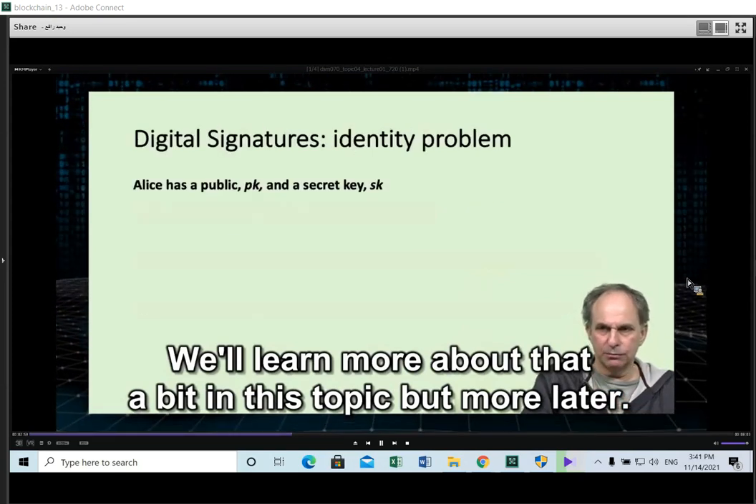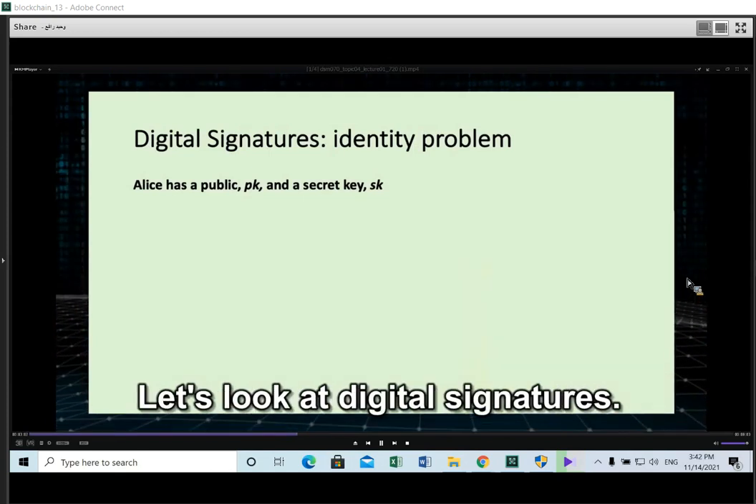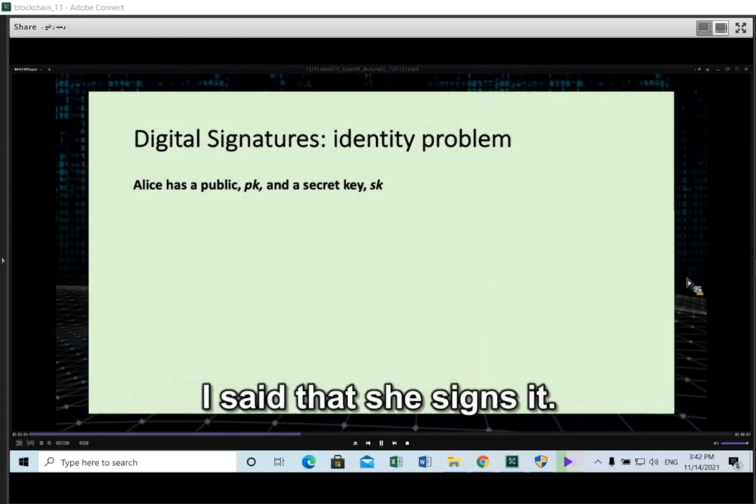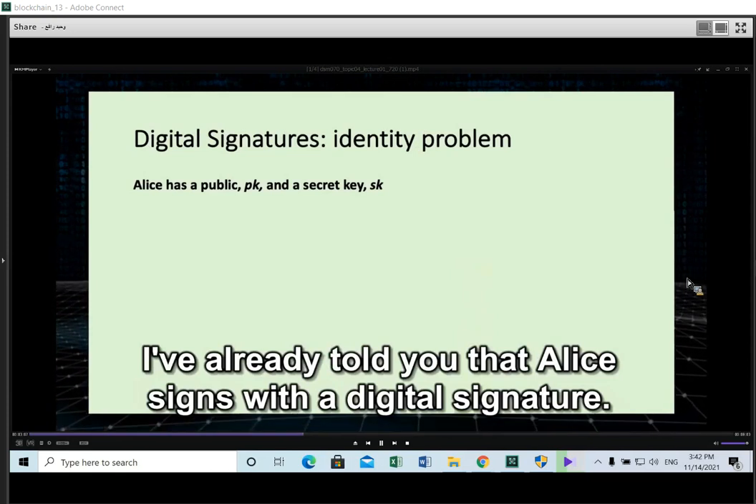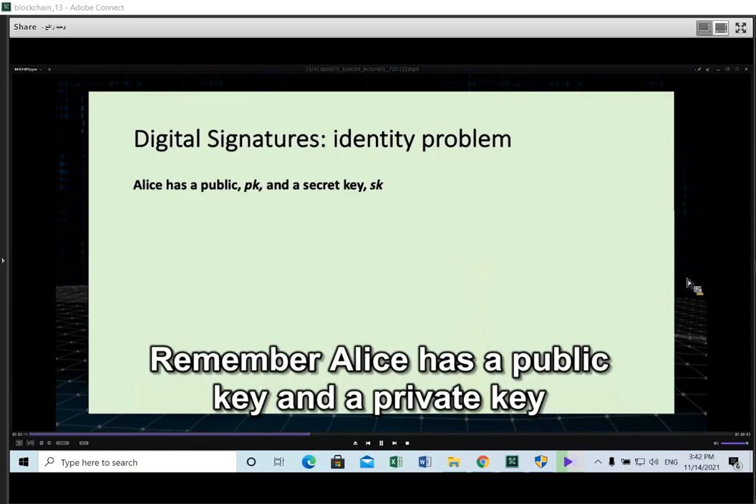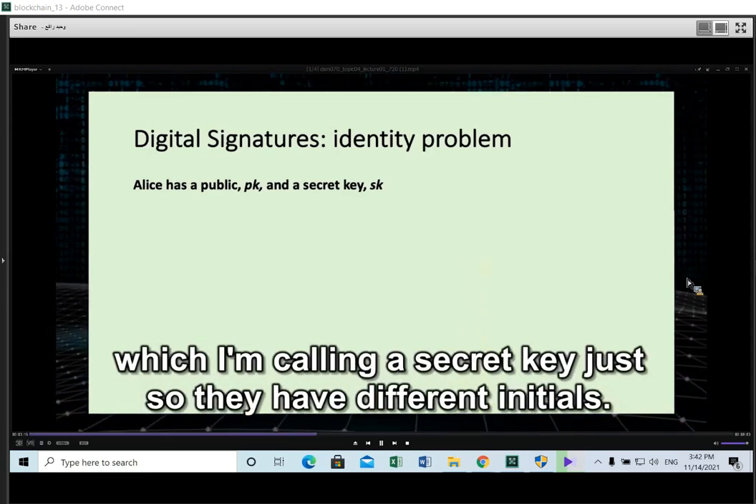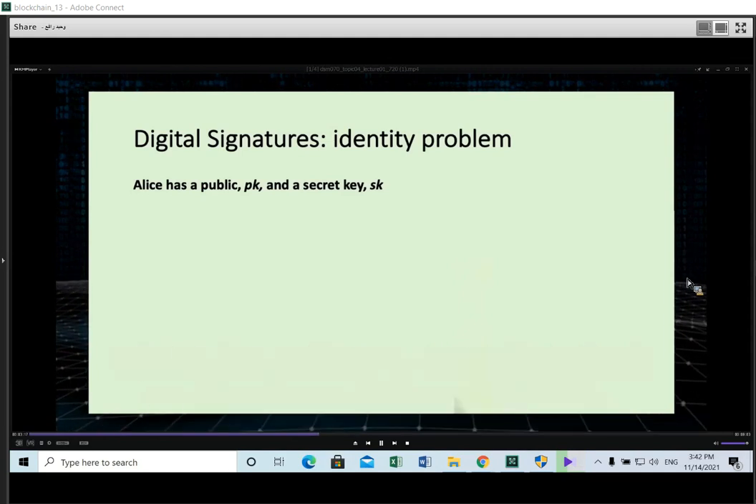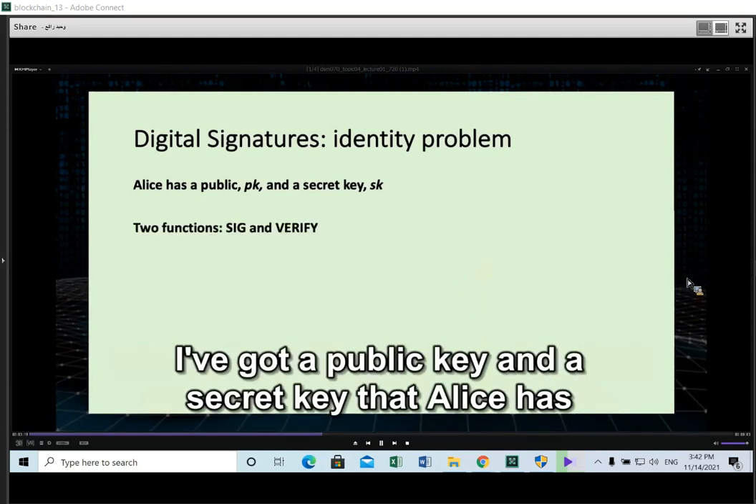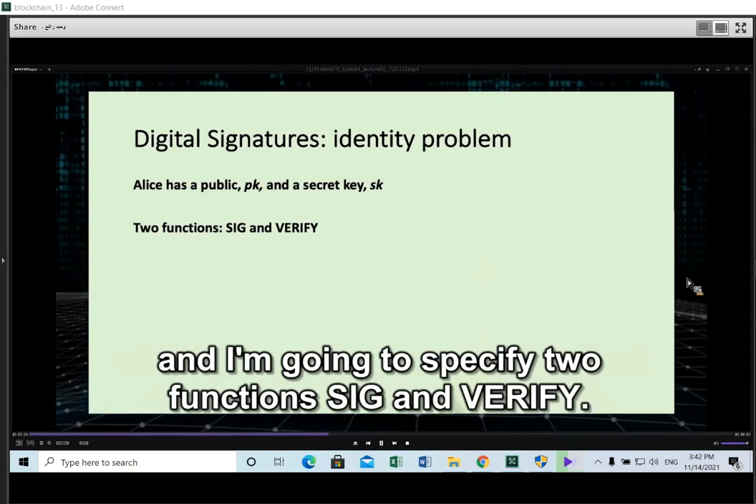Okay, so I've got a public key and a secret key, Alice has, and I'm going to specify two functions, sig and verify. I'm not going to say how they're defined, and we'll talk about how they're defined later, but I'm going to just tell you what properties they need to have. It's sort of a specification of the functions, not the functions themselves.